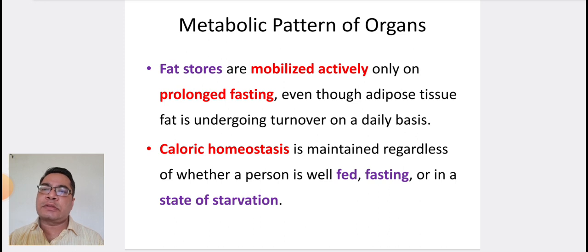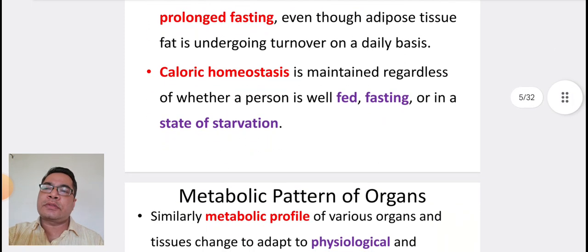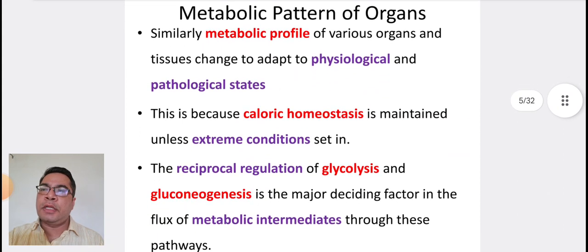Caloric homeostasis is maintained regardless of whether a person is well fed, fasting, or in a state of starvation. Similarly, metabolic profile of various organs and tissues change to adapt to physiological and pathological state. This is because caloric homeostasis is maintained unless extreme conditions threaten. The reciprocal regulation of glycolysis and gluconeogenesis is the major deciding factor in the flux of metabolic intermediates through these pathways.